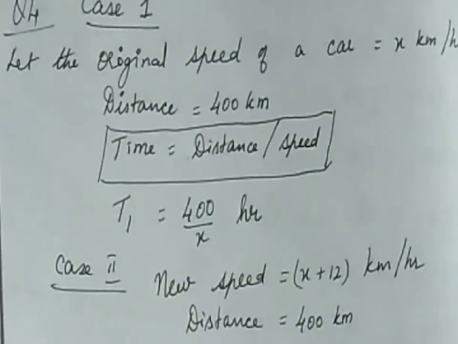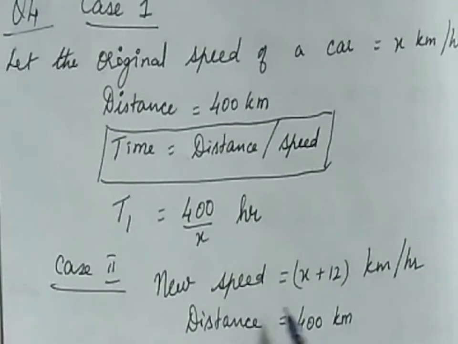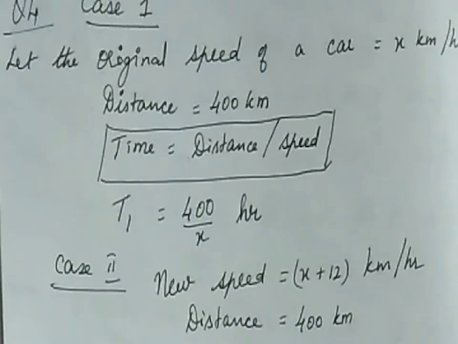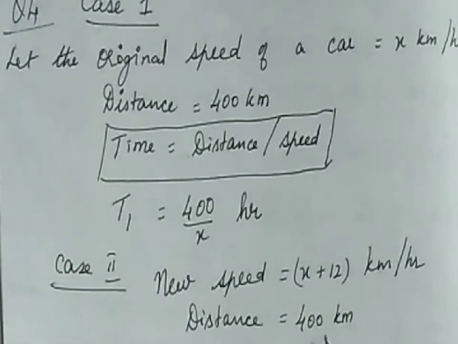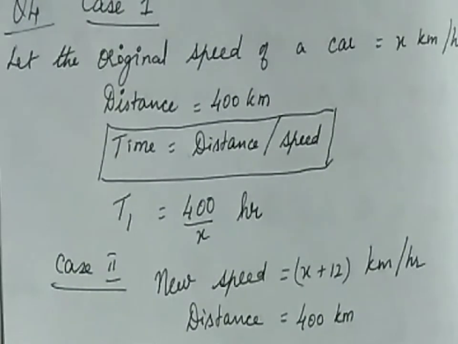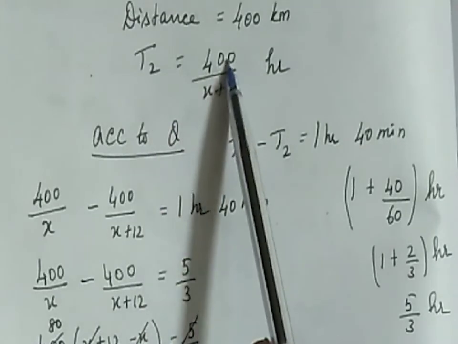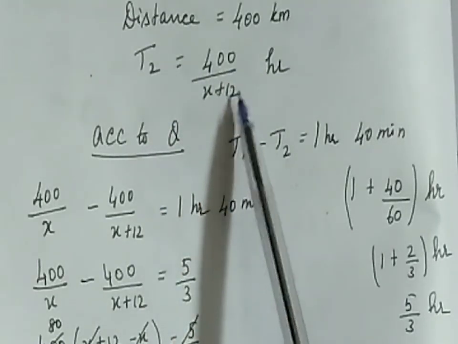Now, in the second case, what happened? The speed of the car is increased by 12 km per hour. So, new speed x plus 12 km per hour. Distance same 400 km. Time 400 upon x plus 12 hours.